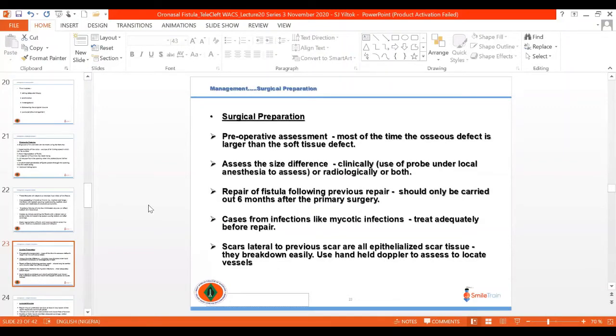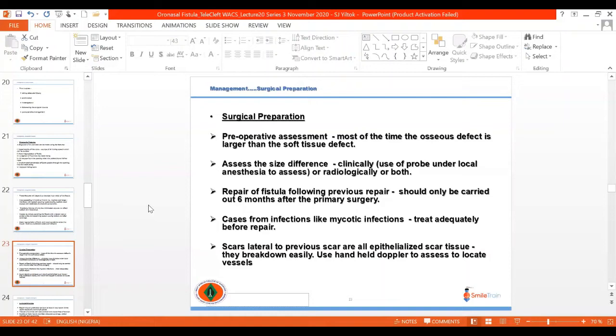What do we do in preparing for operating on this category of patients? There should be adequate preoperative assessment. Most of the time, the osseous defect is much larger than the soft tissue defect. One should assess the size differences clinically using a probe under local anesthesia, or radiologically, or using both assessments, both clinical and radiological. But one should take note that one should only go ahead with the repair 6 months after the primary surgery or the previous surgery.